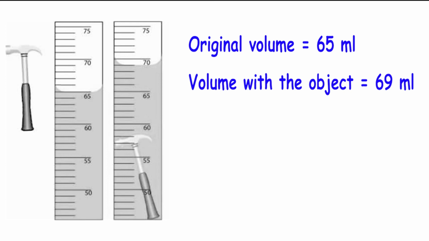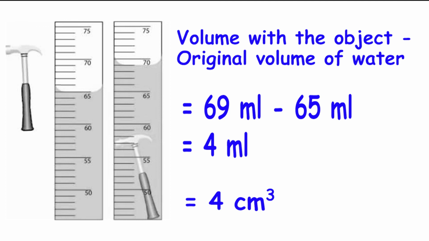Example 2. Originally, the volume of water is 65 milliliters. After adding this hammer, the volume increased to 69 milliliters. How will I calculate the exact volume of the hammer? By subtracting the volume after I added the object minus the original volume of water. So 69 milliliters minus 65 milliliters is equal to 4. Accordingly, the volume of the hammer is 4 milliliters.